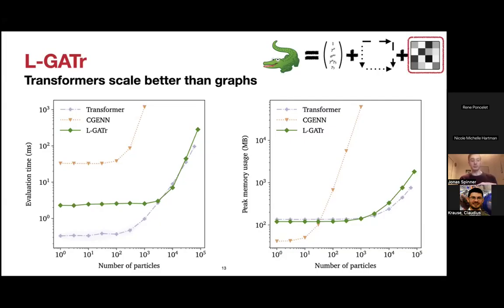But if you now compare the L-GATr model with the graph model, then you see that the L-GATr model scales a lot better. For few particles, it is a factor of 10 or so cheaper. And also this takeoff, because at some point you have to exchange information between any pair of particles. At some point you run into quadratic scaling, and this takeoff happens much earlier for the graph model compared to the transformer. And a similar behavior is seen for the memory usage.